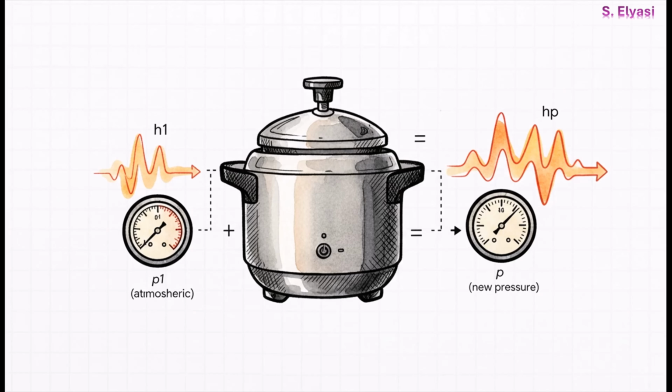Here's the breakdown. HP is the new, more powerful coefficient that we want to find at our new pressure, which we'll call P. We start with H1, which is the coefficient we already calculated at our starting pressure, P1. The rest of it, that fraction raised to the 0.4 power, that's basically our correction factor. We're calculating exactly how much that pressure change is going to boost our heat transfer.